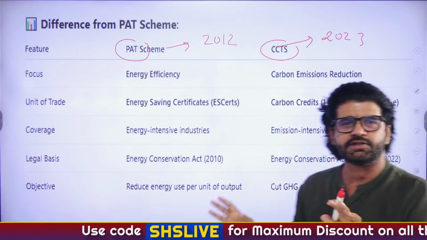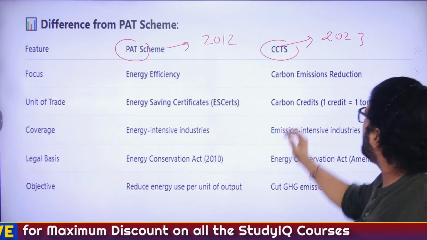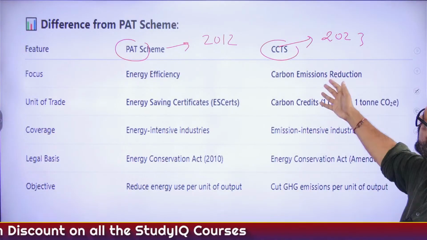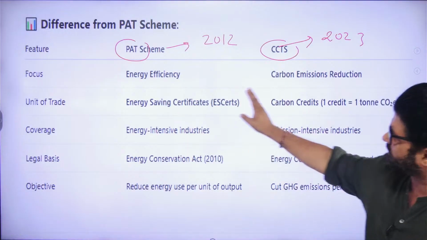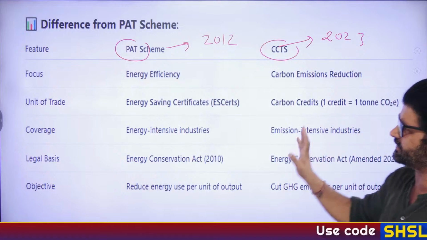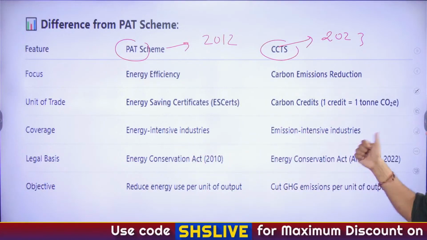Okay, so energy efficiency means per unit output production, you should use less and less energy. On the other hand, CCTS focuses on carbon emission reduction. Fine. And here certificates are there in both cases, energy saving certificate, carbon credit, etc. We will understand how they work. Coverage: energy intensive industry, emission intensive industry.